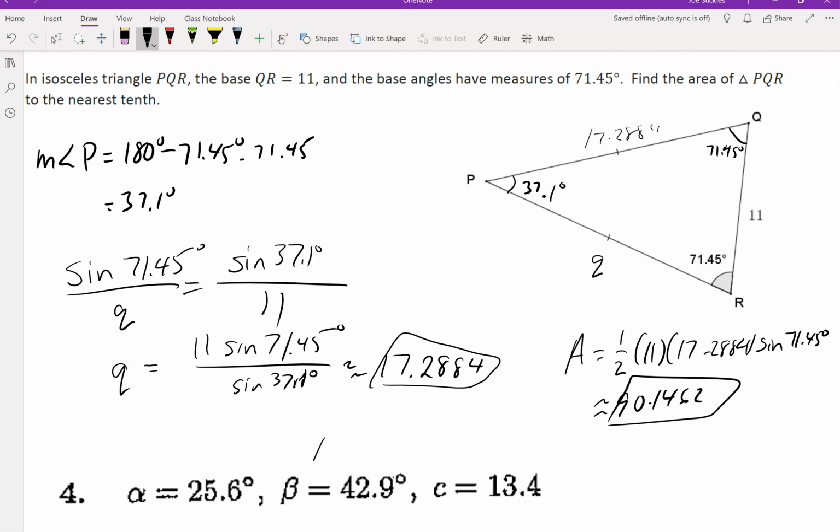And you could have done the area is equal to 1/2 the 17.2884 times itself times the sine of 37.1 degrees. That would have been a perfectly good way to solve the problem, and you should get the exact same number. So you could go type this into your calculator and make sure that you really do get the same value as we got before. And if we've done everything right, we should.